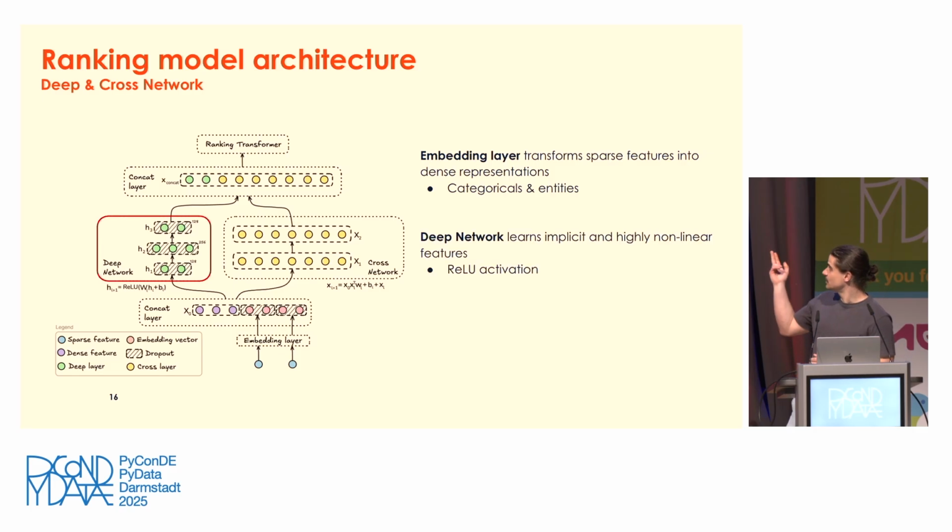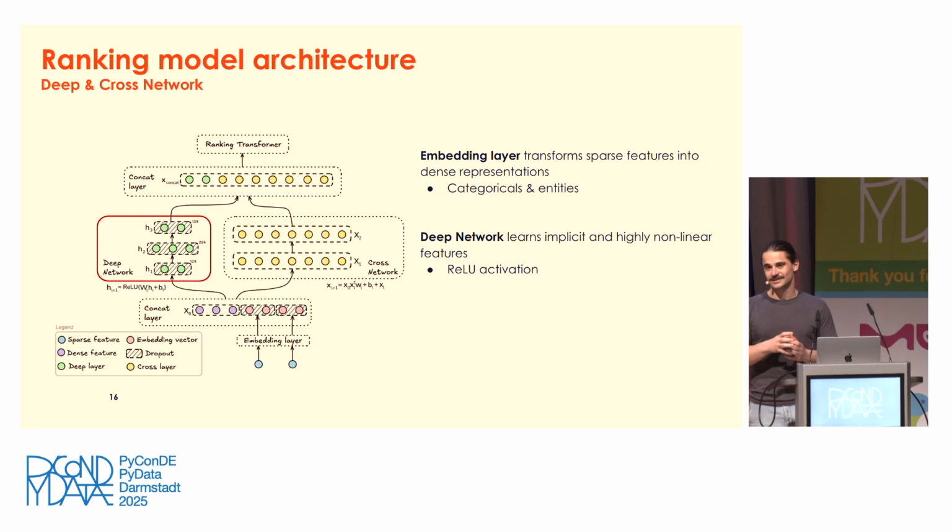After that, we concatenate the embeddings that are generated by the embedding layer with other dense features. So this would be like the historical performance of an activity. And then there are 2 parallel sub-networks here. The left one, highlighted here, is the deep network, which is your standard fully connected network with some non-linearities in between. In this case, we're using a ReLU activation.